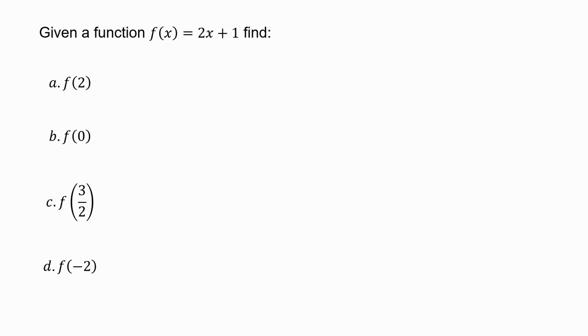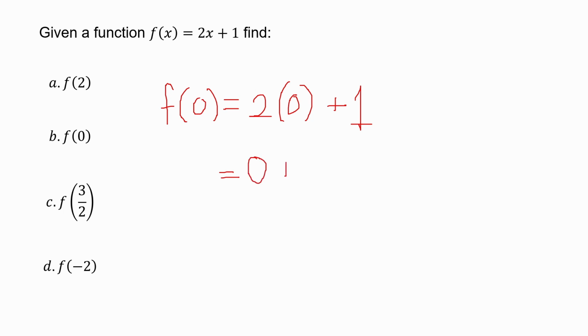Okay, now let's solve B, f of 0. It's just the same process as earlier. So f of 0 is equal to 2 times 0 plus 1. 2 times 0 is obviously 0, and plus 1. So the answer is 1.